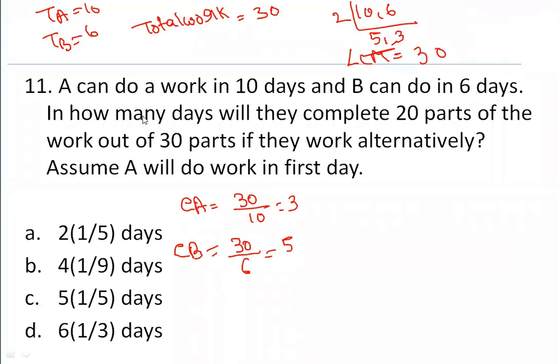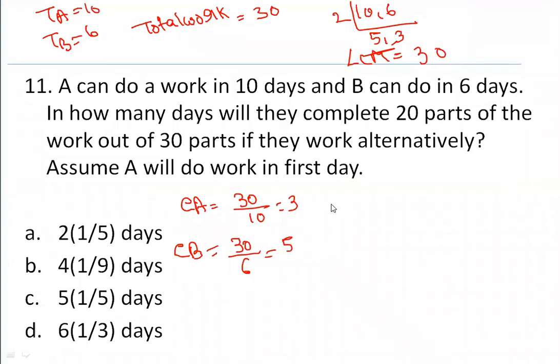So now we have the time taken by A and the time taken by B. According to the condition, please solve the question. What is the condition? In how many days will they complete 20 parts of the work out of 30 parts if they work alternatively? They're not asking us to complete the whole 30 parts of the work, just 20 parts. And the condition is that A and B work alternatively, with A starting first.